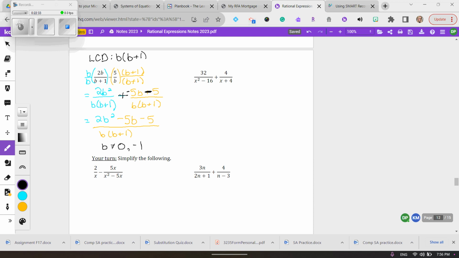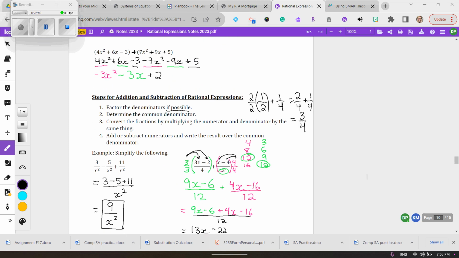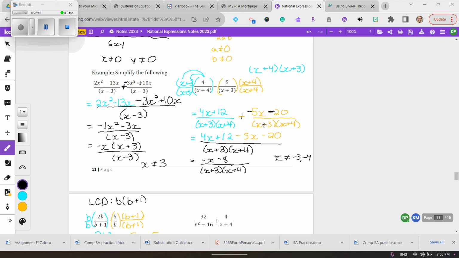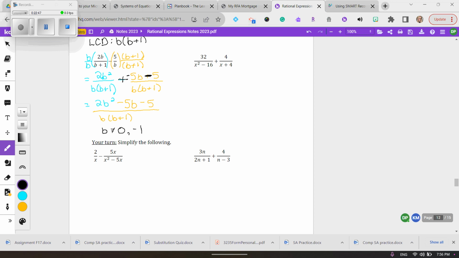Okay, last one. We actually haven't even had to do this step yet, but if you recall, the first step was to factor the denominators if possible. Haven't had to do that yet. But I see here x squared minus 16 on the denominator. I have to factor that so that I can complete this question. So that is a difference of squares. It's going to be x minus 4 times x plus 4. And the second fraction is going to stay the same.